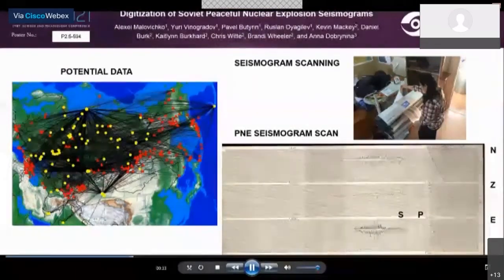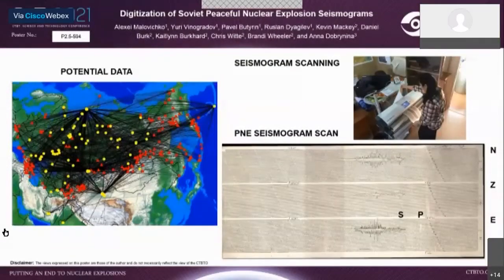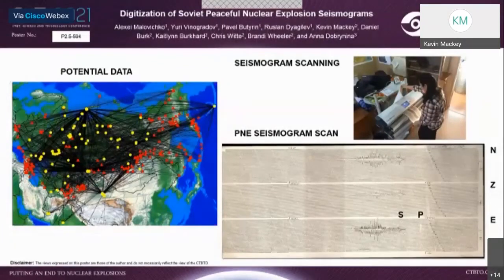These explosions were well recorded by the regional seismic networks, where thousands of seismograms are still retained. In the image at left, you can see the potential data set, where yellow represents the PNE locations and red represents the recording seismic stations. We are scanning these irreplaceable legacy analog seismograms to preserve them against loss for future generations. In the image at right, you can see the scanning process being undertaken. At lower right, you can see a seismogram of the PNE Fakkel as recorded at Station Obninsk.